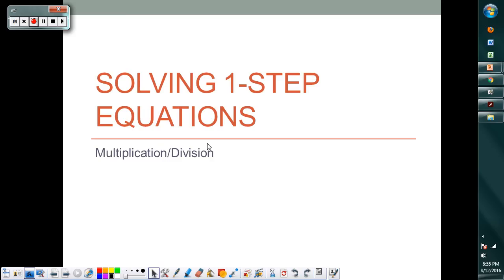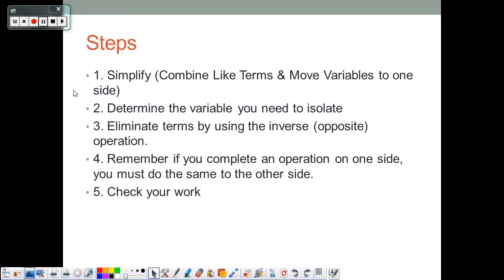In this lesson, we're going to be looking at solving one-step equations with multiplication and division. I'm going to go ahead and have my same steps. Simplify, combining my like terms, and moving variables to one side. Again, that doesn't really apply with one-step equations.